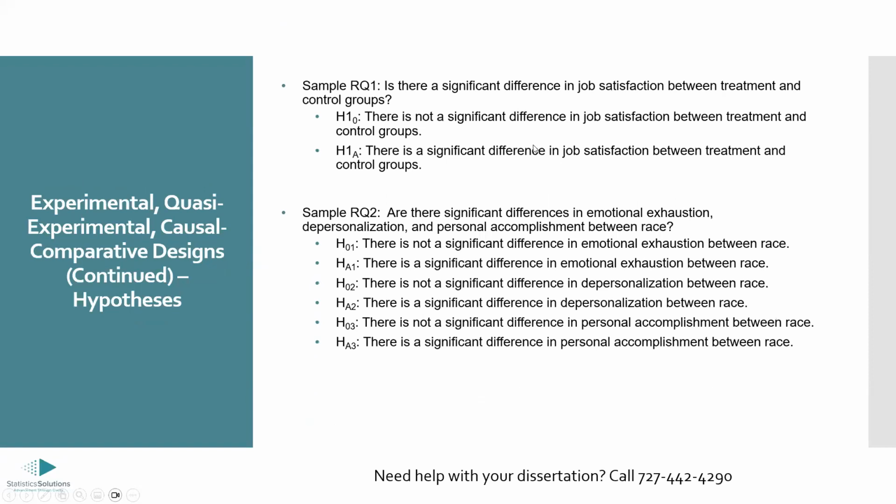All right, here we have sample questions and hypotheses. Very similar, we're just saying there's not a significant difference for the null hypothesis, and the alternative, there is a significant difference. All right, I organized question 2 a little bit differently because we have 3 dependent variables. So is there a significant difference in emotional exhaustion, depersonalization, personal accomplishment by race? I would build a separate hypothesis for each of these, or a separate sub-hypothesis more specifically. So 1 hypothesis per variable. So emotional exhaustion gets 1, depersonalization gets 1, personal accomplishment gets 1 as well.